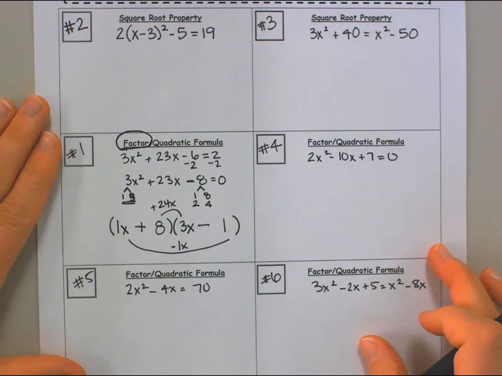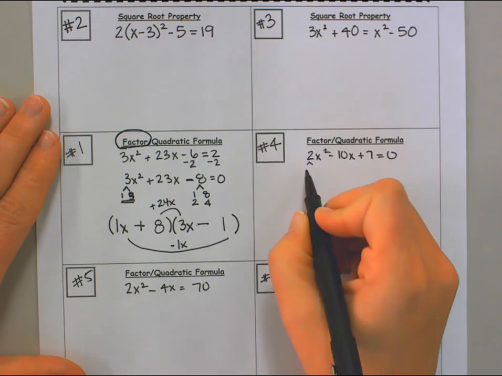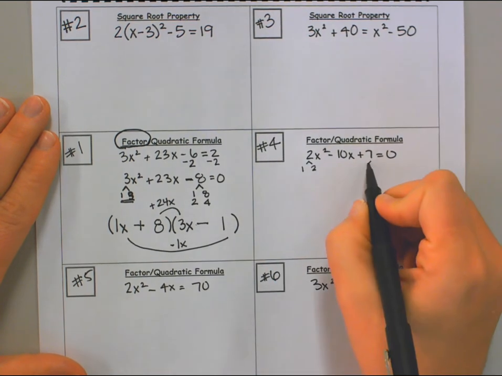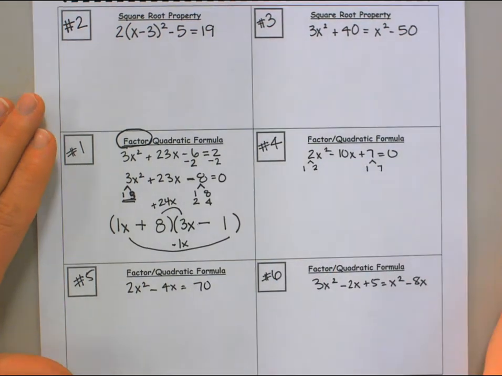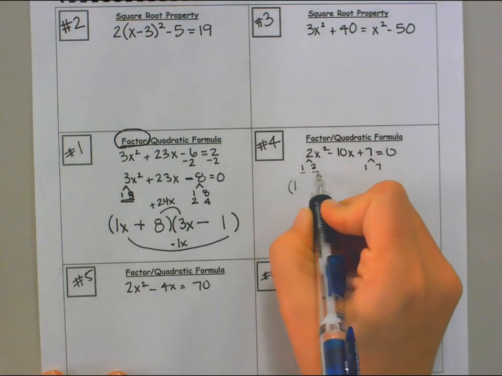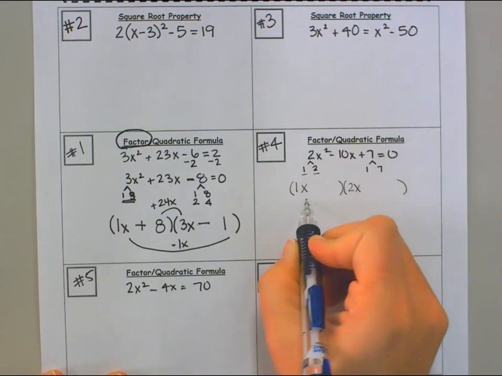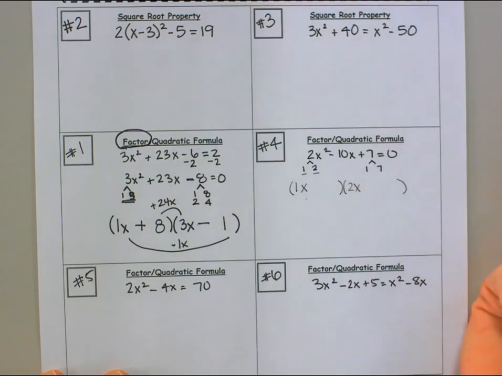All right, so then on to number 4. So I'm going to see if I could factor this. So my factors of 2 are just 1 and 2. My factors of 7 are just 1 and 7. So now if I test out, I know that my first term has to have a 1x and my second term has to have a 2x, because this is the only option to get 2x squared as that first term.